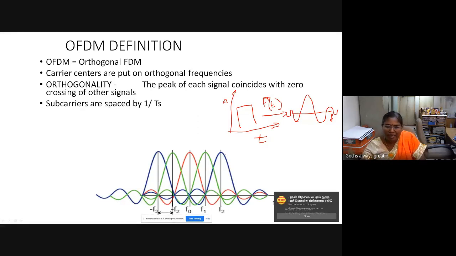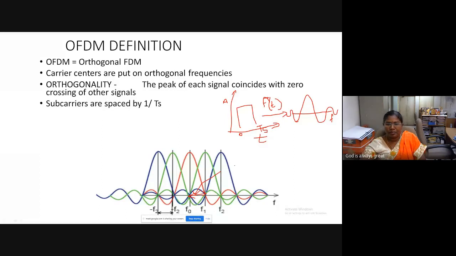The subcarrier spacing, from F0 to F1, will be nothing but 1 by Ts, the inverse of the symbol duration. The symbol duration is 0 to Ts in the time domain. Then the subcarrier spacing between this point and this point will be 1 by Ts. So this is about the orthogonality. We are understanding orthogonality in the frequency domain.